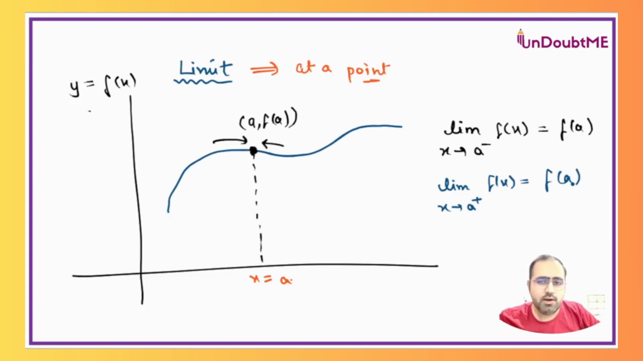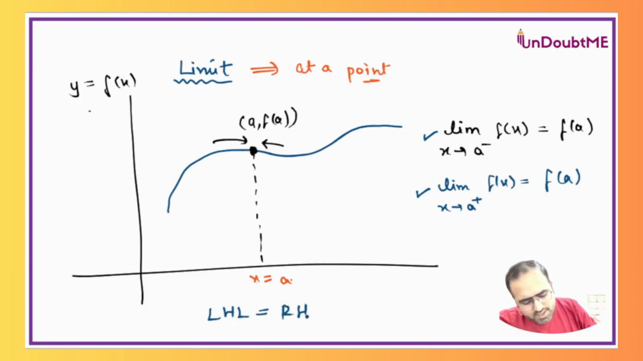So over here, when the left hand side and right hand side have the same values, we can say that the limit is defined for a function. Limit, continuity and differentiability will go step by step, but the first thing is that when LHL is equal to RHL, only then do we say the limit is defined.